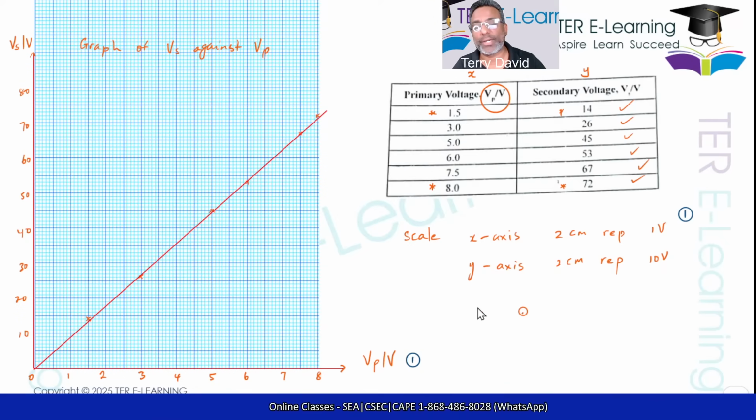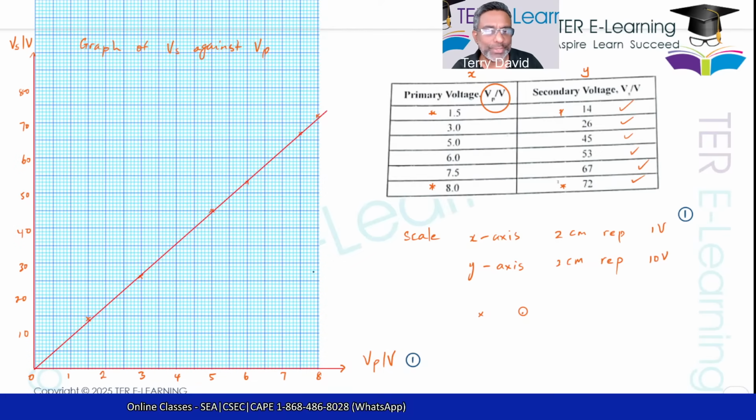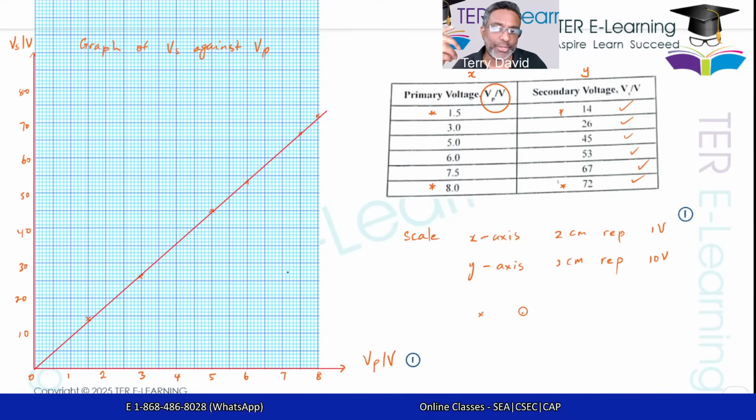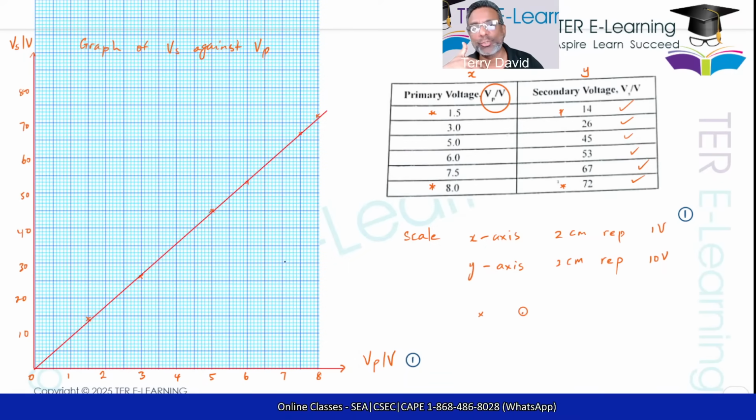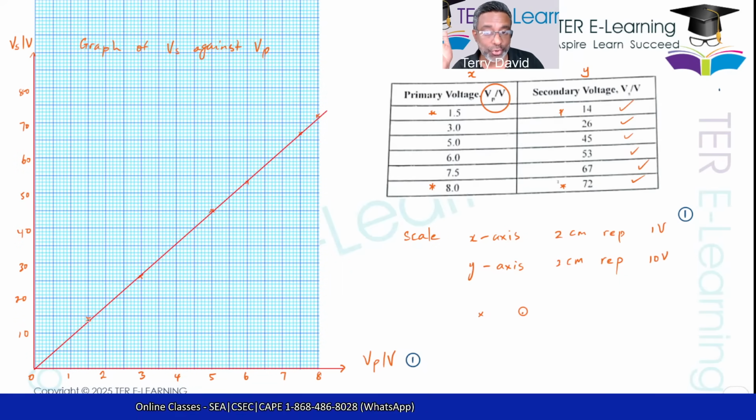So let me try to work it out. First of all, when you have to find the slope, you're going to select 2 points on that straight line that you plotted. You're going to select 2 points such that the spacing between them is more than half the length of the line. My suggestion is to choose points that you can actually read off from the graph. Don't choose any random points.